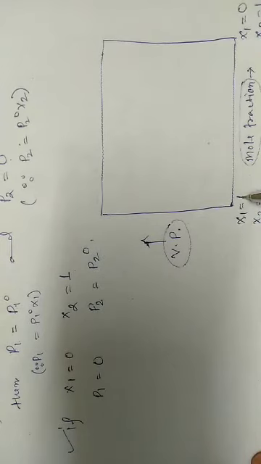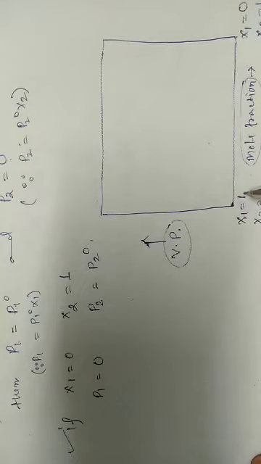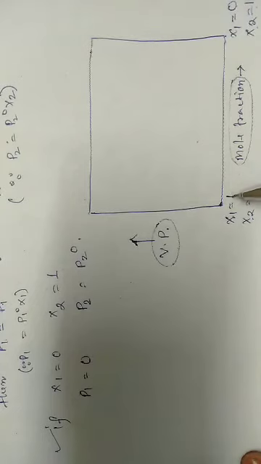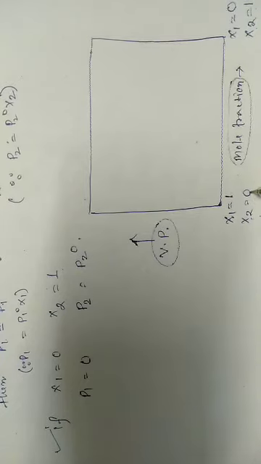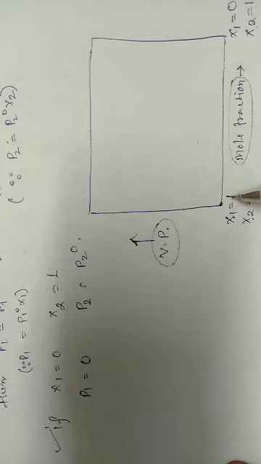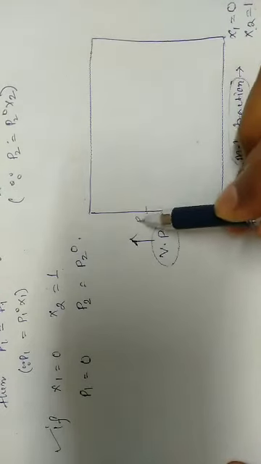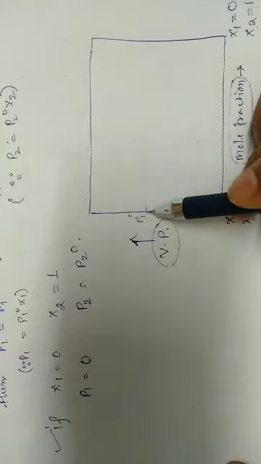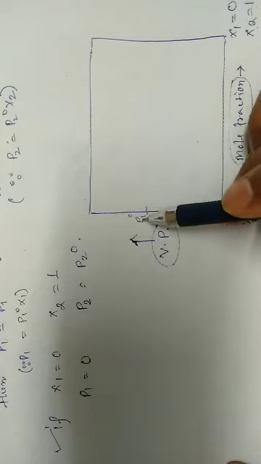If x1 equal to 1, x2 equal to 0, that means at this point the container is containing only liquid component 1. Liquid component 2 is not here. That means the container is containing only pure component 1. Let us consider due to the pure component 1, vapor pressure is P1 naught. From here to here, this is the vapor pressure for the pure component 1, considered as P1 naught.